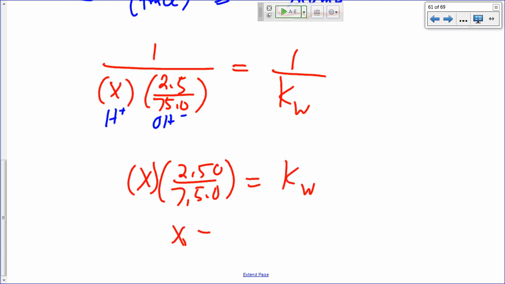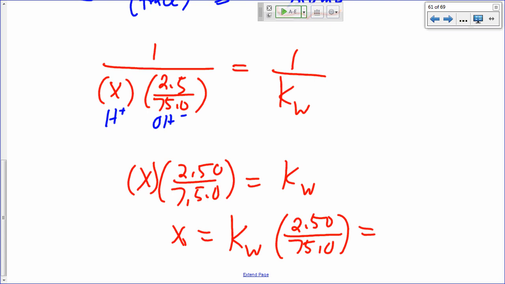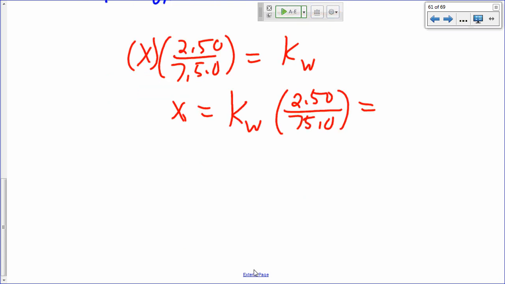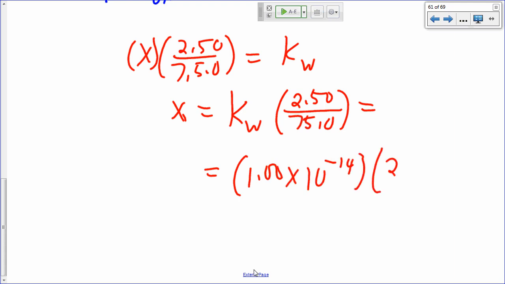So I can solve for X. What's my X going to be? KW times 2.50 over 75, which would be 1.00 times 10 to the negative 14 times 2.50 over 75. How much is that?